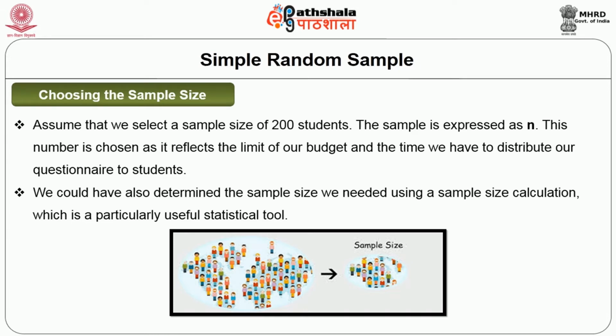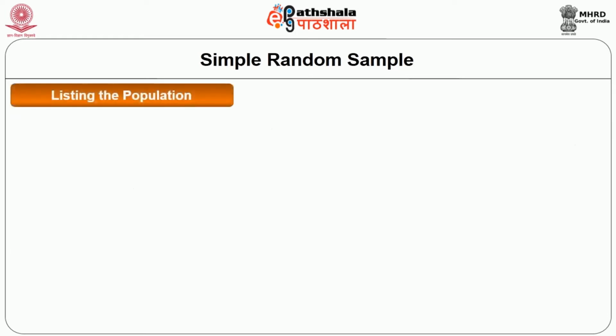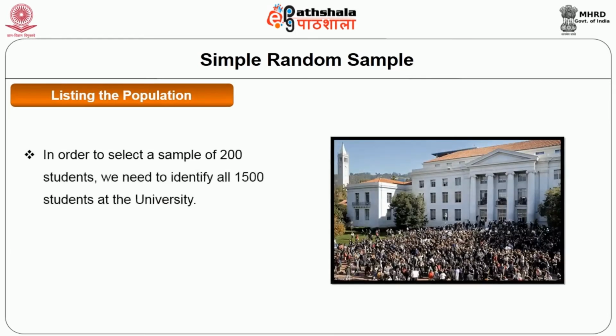The third is listing the population. In order to select a sample of 200 students, we need to identify all 1500 students at the university.